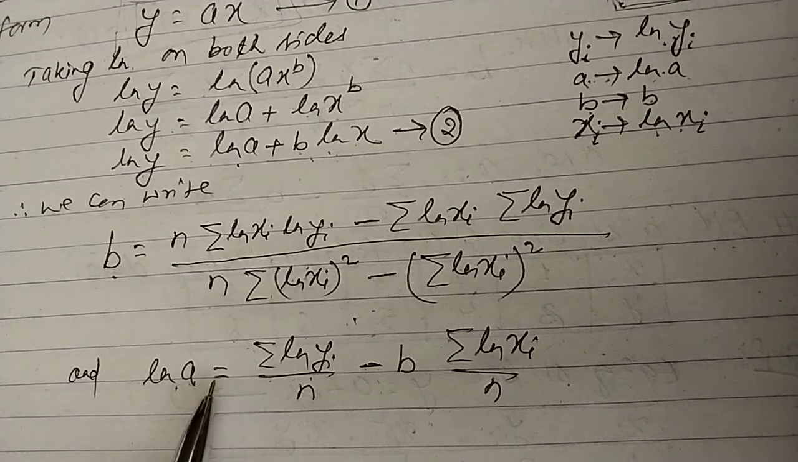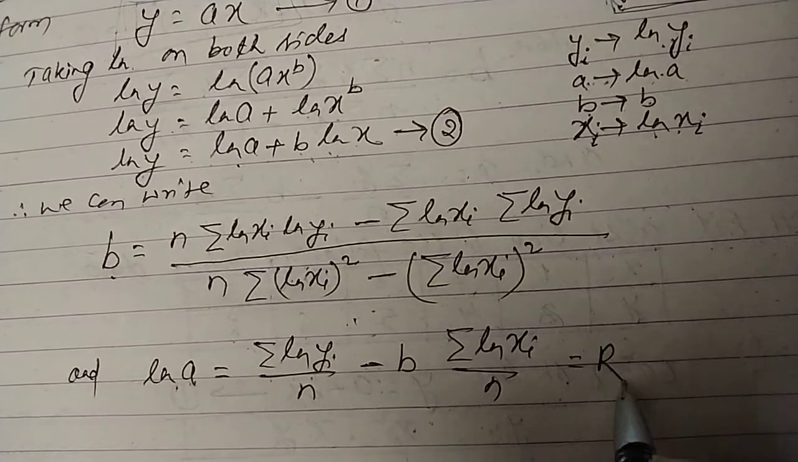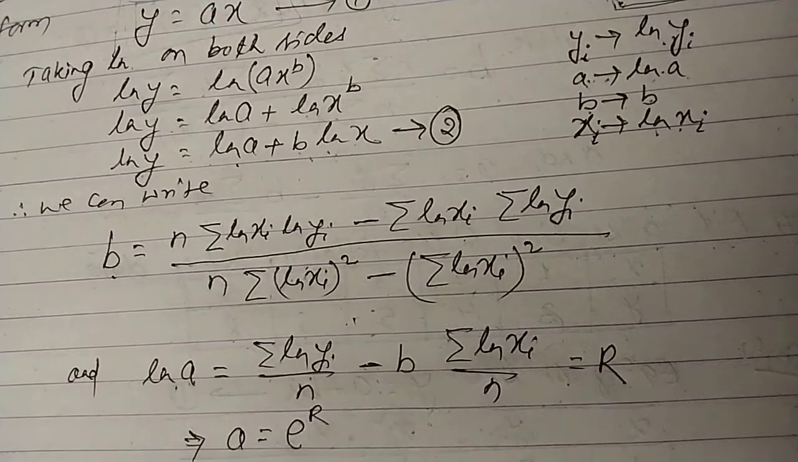Suppose someone says the value of this is r, then to get a from this, a will be equal to e power r, or the anti-log of r.